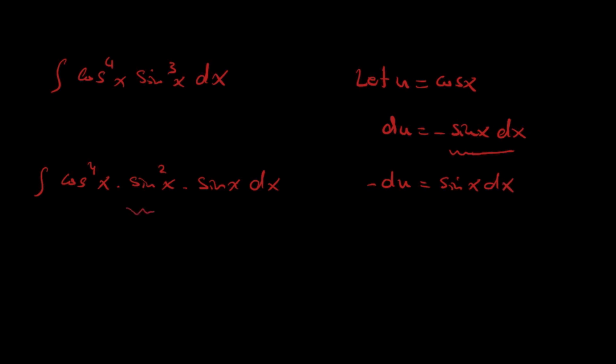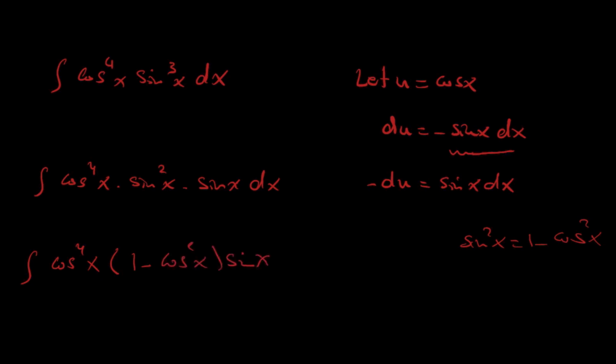Also here we have sine squared. You know that sine squared x is equal to 1 minus cosine squared x. So we can replace it. So it becomes integral cosine to the power 4x bracket 1 minus cosine squared x, and here we have sine x dx. Now let's replace all by the u, so it becomes integral.